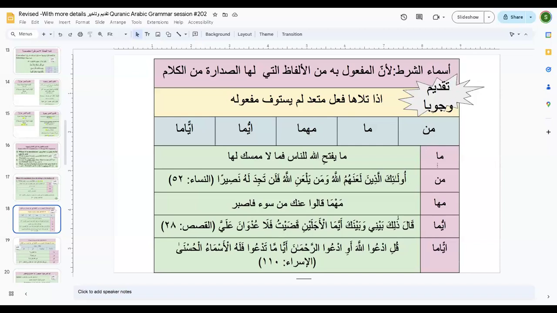Okay, ma. Let's begin with ma. ما يفتح الله للناس فما لا ممسك لها. Okay, whatever Allah opens for the people, then there is no stopping for it. Then there is no one who can stop it. So what is happening here? Ma is doing what job? Allah opens for the people.